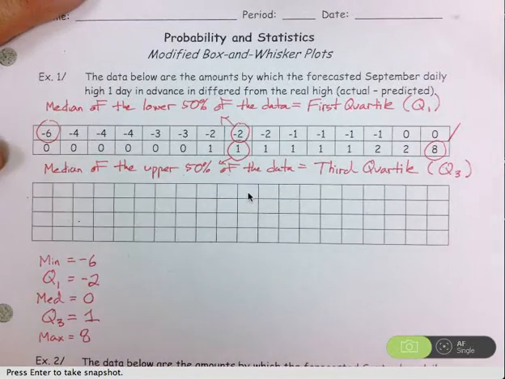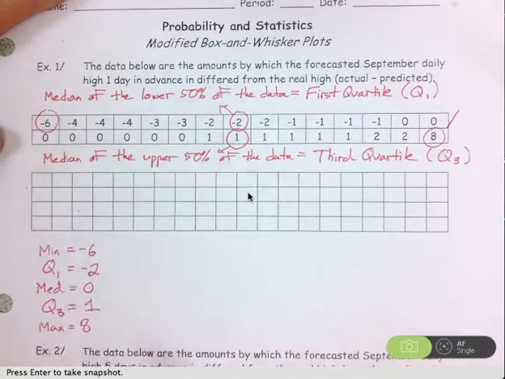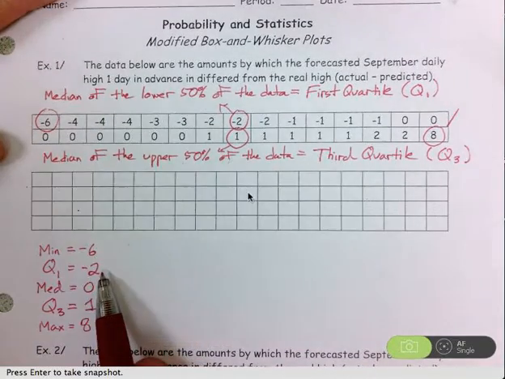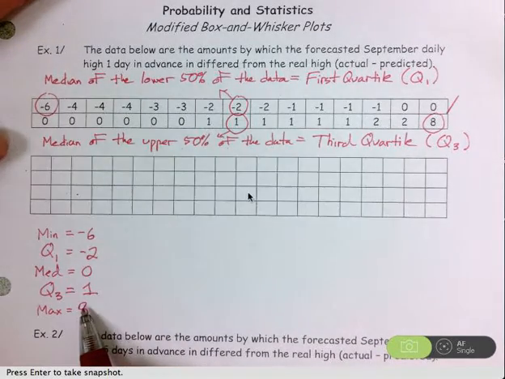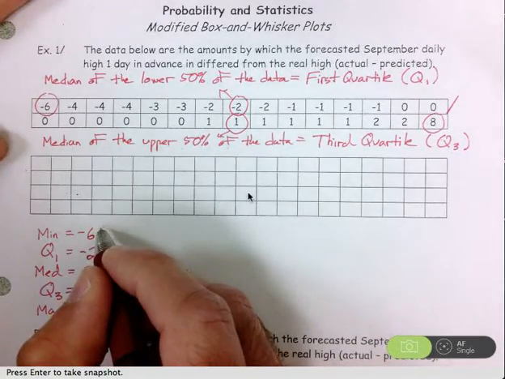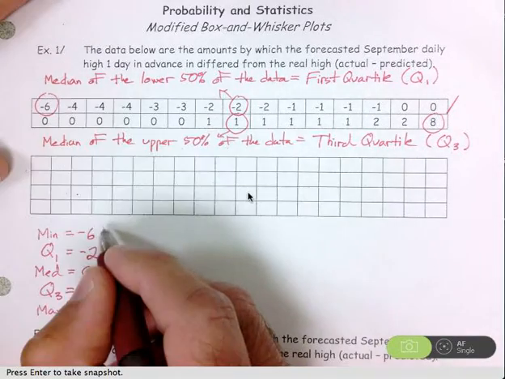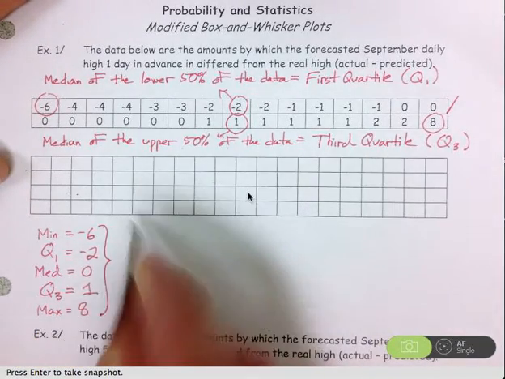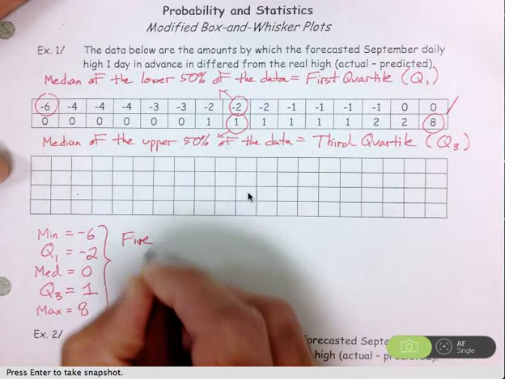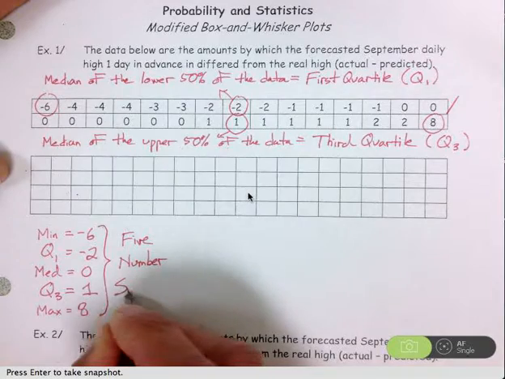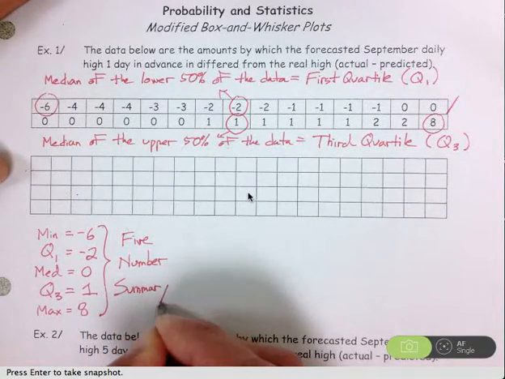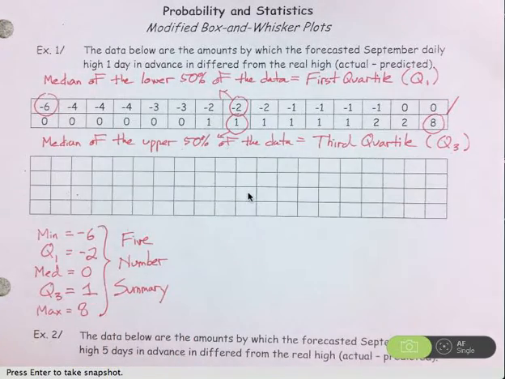So now we have 5 values. We have the minimum of -6, Q1 is -2, the median is 0, Q3 is 1, and the max is 8. These 5 values are called the 5-number summary. And we can use the 5-number summary in order to plot what's called a box and whisker plot.